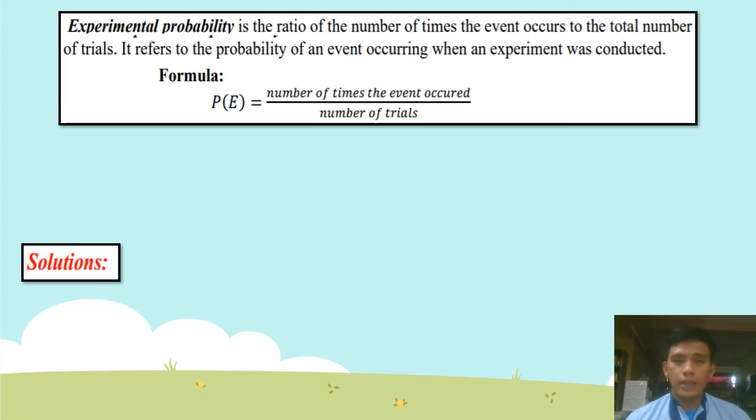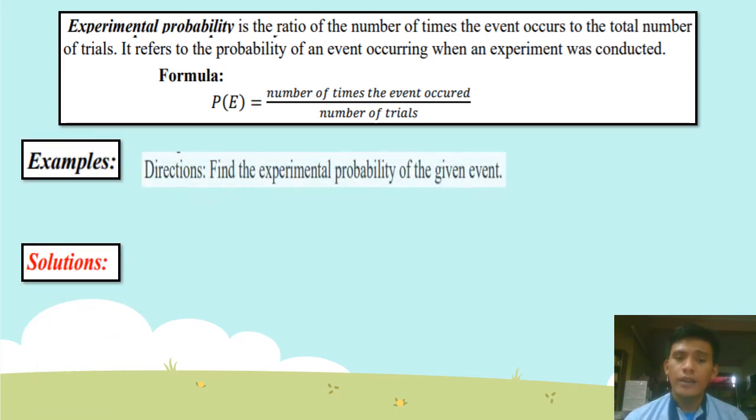Experimental probability is the ratio of the number of times the event occurs to the total number of trials. It refers to the probability of an event occurring when an experiment was conducted. Probability of an event is equal to the number of times the event occurred over the number of trials. Please take note of that.